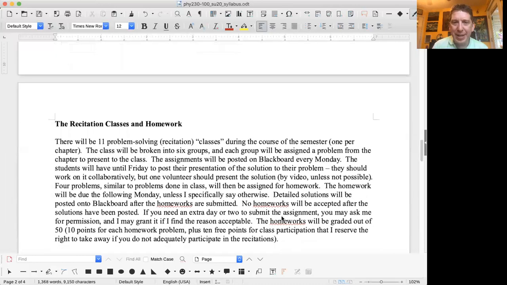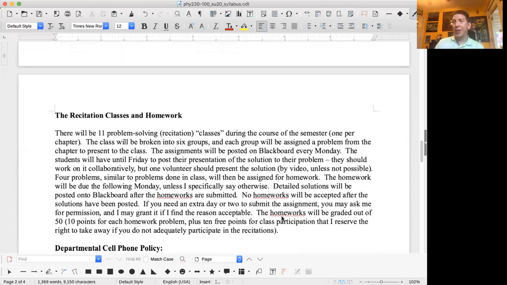And I want to spend a bit of time talking about the recitation class. So the recitation class is the second class. I basically break the lecture into 2 days. The first day, I summarize, go over the chapter, and then the second day, we go over problems for the chapter. But I want the recitation classes to be interactive.